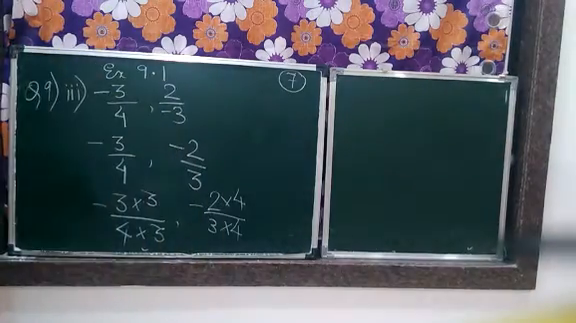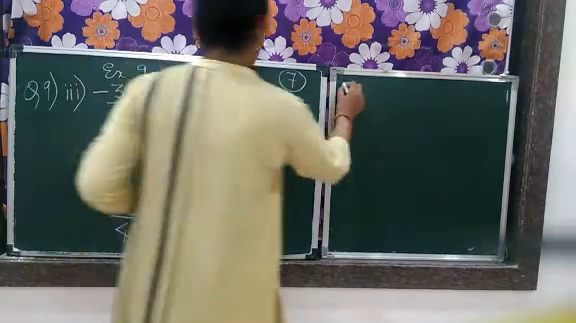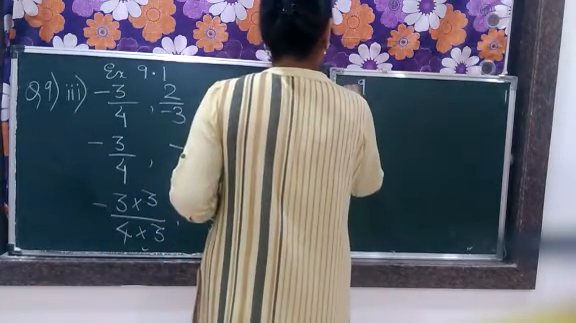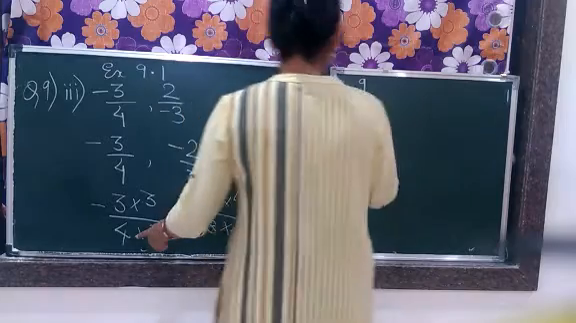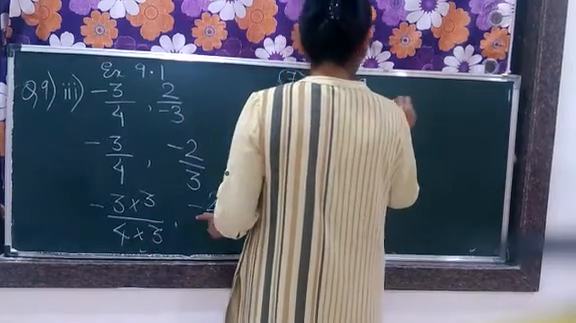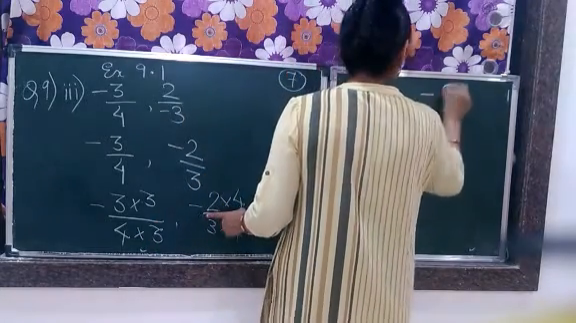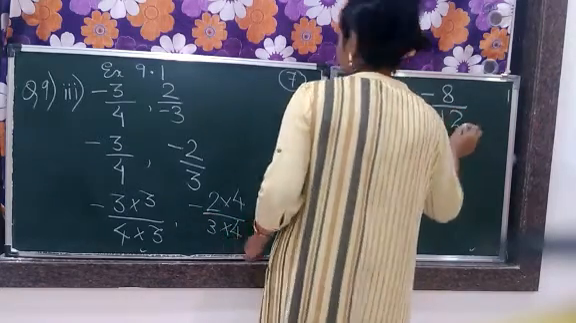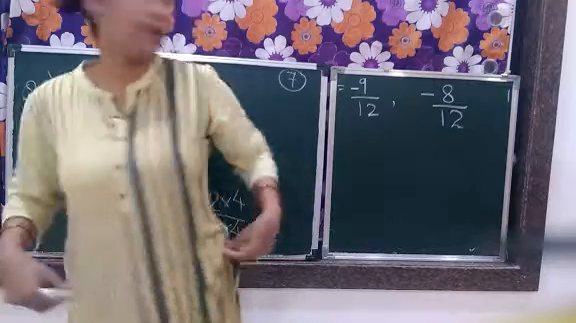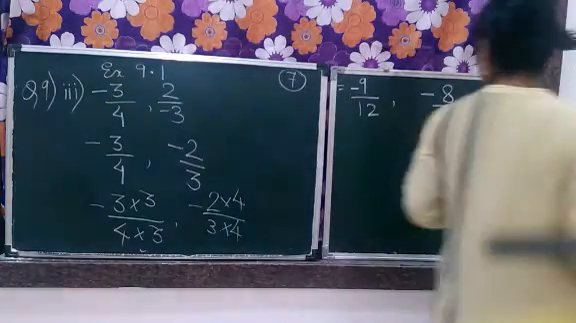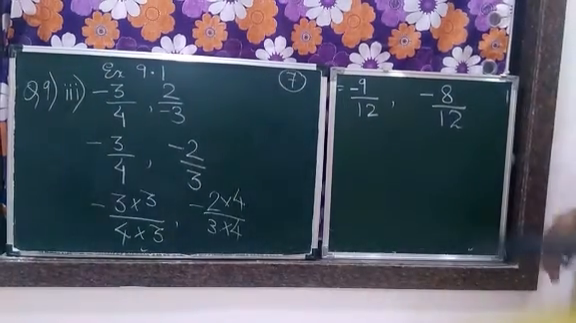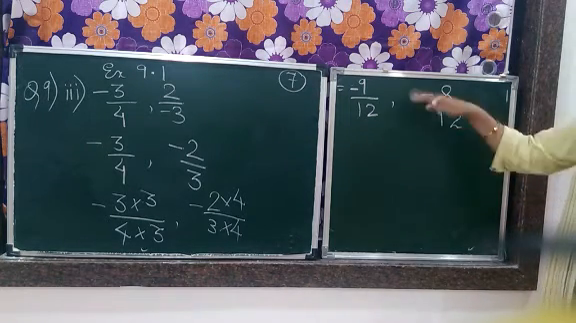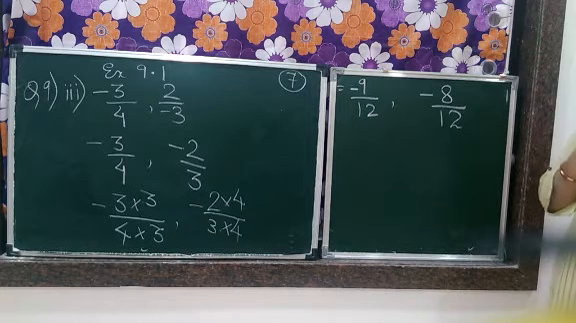Now we will multiply. 3 3s gives us minus 9, and 4 3s gives us 12. And here 2 4s gives us minus 8, and this gives us 12. Now when you are going to place minus 9 and minus 8, they will be on the number line. So who will be on the right side? Minus 8 will be on the right side.